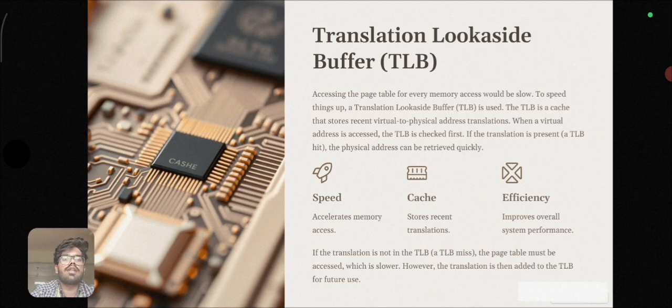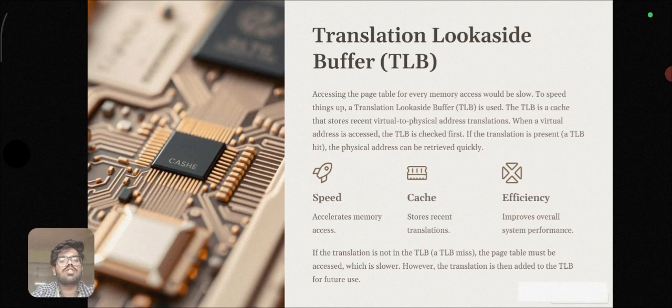And the next slide is about the translation lookaside buffer. Accessing the page table for every memory access would be slow. To speed things up, a translation lookaside buffer is used. The TLB is a cache that stores recent virtual to physical address translations. When a virtual address is accessed, the TLB is checked first to see if the translation is present. This covers speed, cache, and efficiency. Speed accelerates memory access, the cache stores recent translations, and efficiency improves overall system performance.